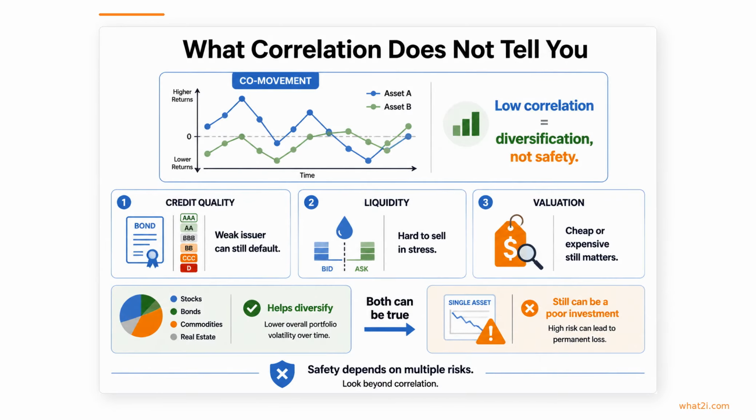Correlation only tells you how investments tend to move relative to each other. A low correlation can help diversify a portfolio, but it does not mean the investment is safe, high quality, or attractively priced. You still need to check other risks, including credit strength, liquidity, and valuation. An asset can reduce portfolio co-movement and still be a poor investment on its own.